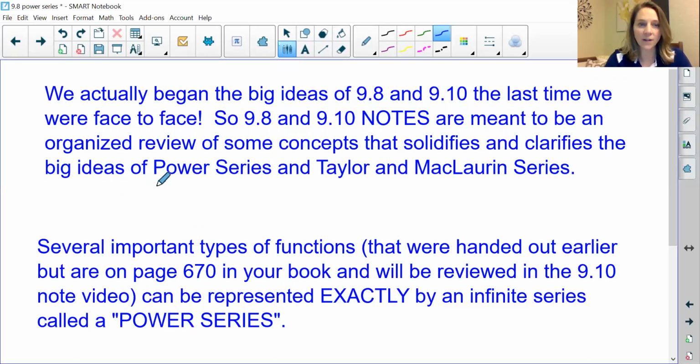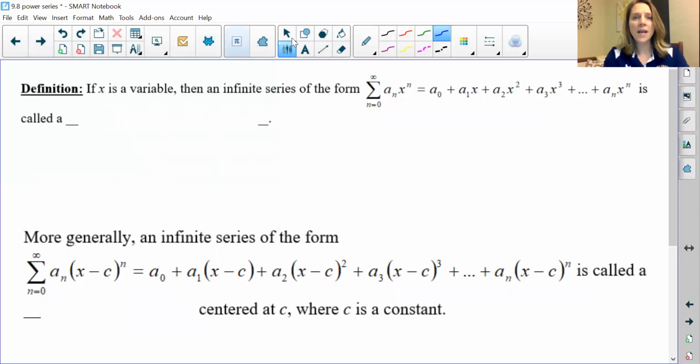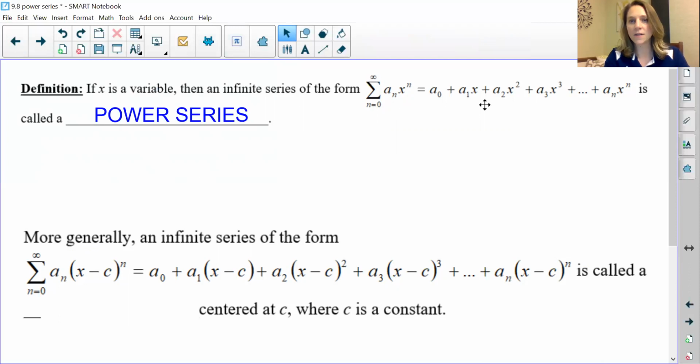Talking about this power series idea, there are several important types of functions that were handed out earlier. If you remember, I said these are the 4 big series and we passed those out. There's a couple more, but we'll review more of those in 9-10. But those are important types of functions that can be represented exactly by an infinite series, and that's called a power series. If x is a variable, then an infinite series of the form, all of this here, is called a power series. You can see that using summation notation, it equals that infinite series.